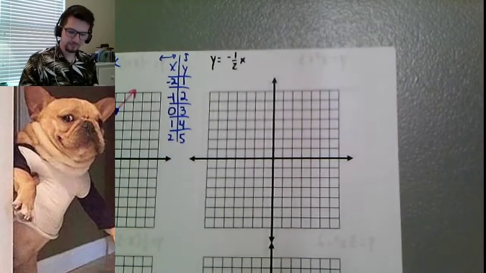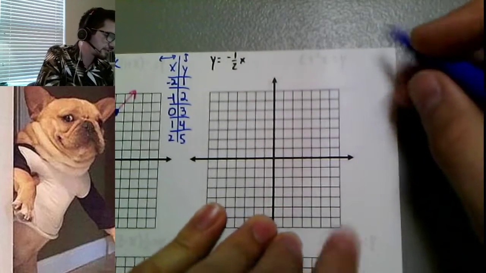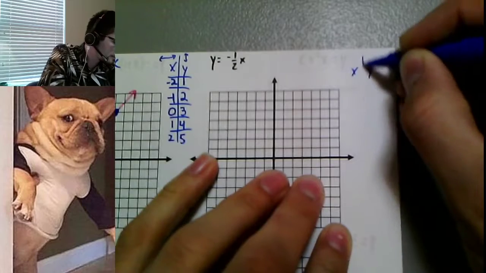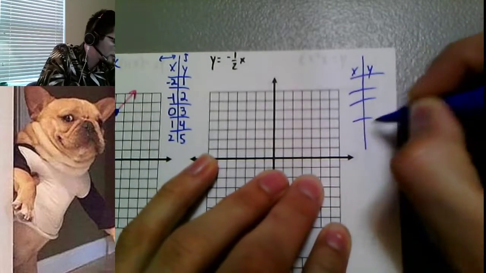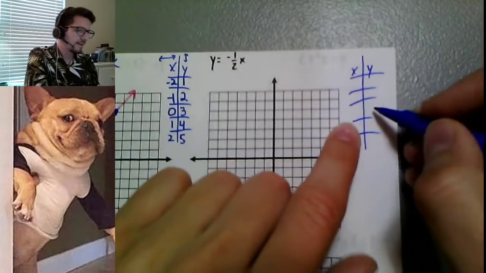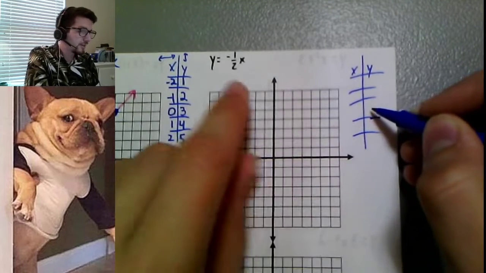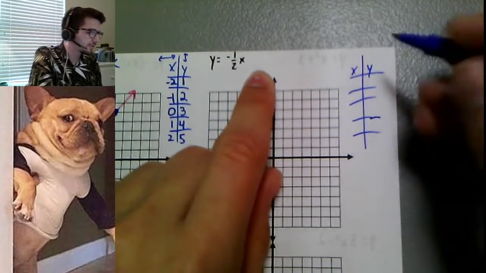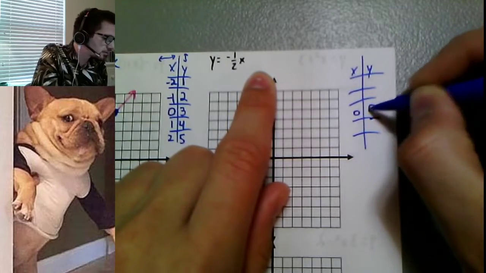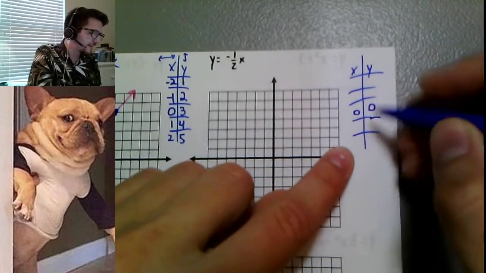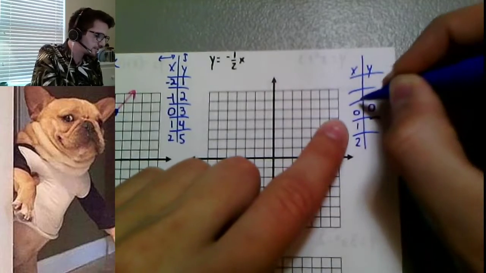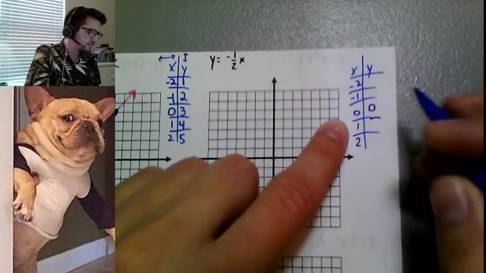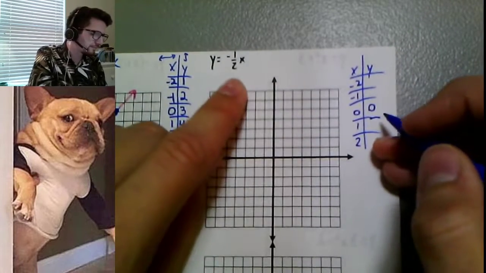Number 2, y equals negative 1 half x. 1, 2, 3, 4. Okay, so what is my starting point going to be? Do I have a k value? No. That means I get to start at 0, 0, which I'm a fan of. I go up 2 from my x value here, 1, 2, down 2, negative 1, negative 2, and then I plug in each one of my numbers.